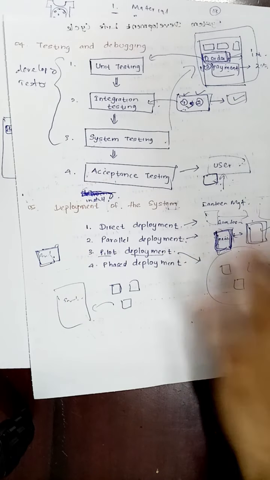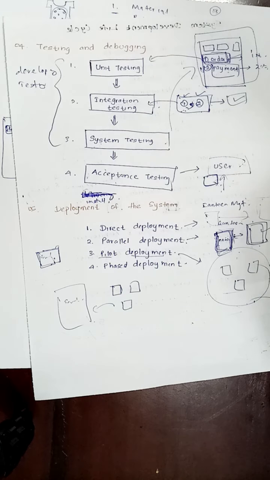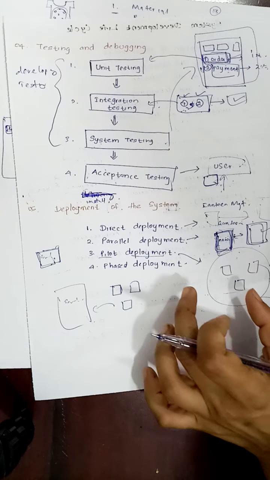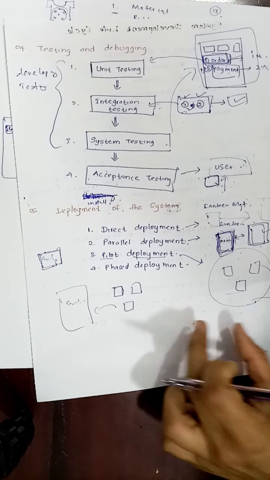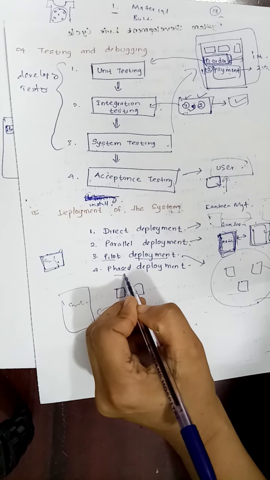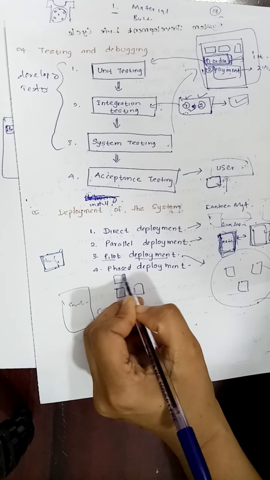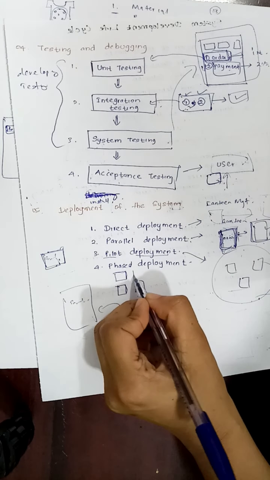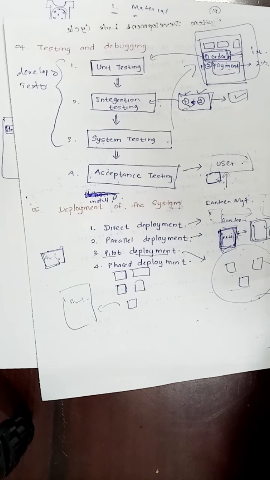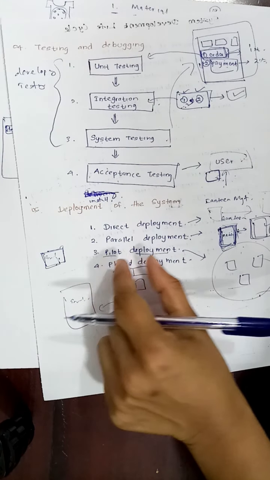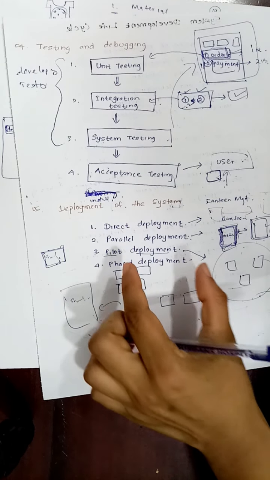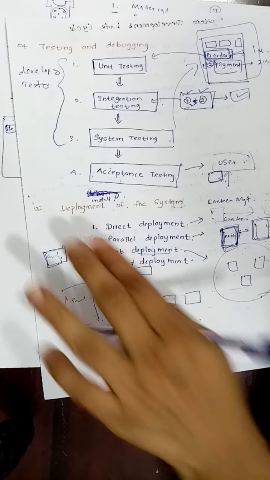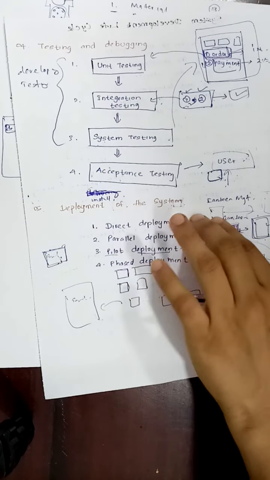That is pilot deployment. Phase deployment means this software is installed stage by stage, which means first only the order system is going to be installed, then the payment system is going to be installed, like that, phase by phase, piece by piece. Phase means piece by piece they are going to install the software. So these are the types of deployment of the system.